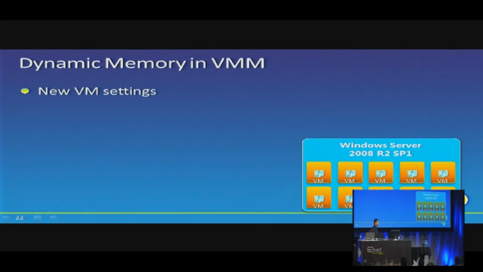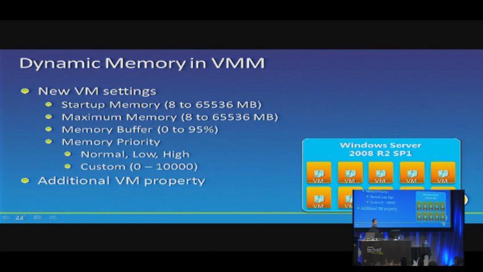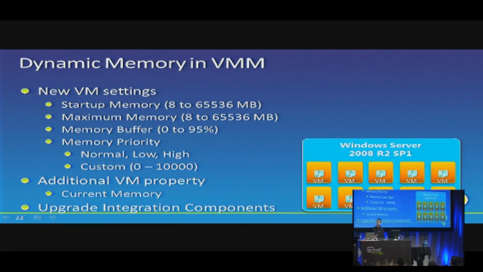So we've added some new settings within VMM. We've added a startup memory value and a max memory value, similar to what was in the 2008 R2 SP1 Hyper-V, so you can see the same things there. Memory buffer, all those things that Ben showed, we enable here, as well as a priority for the memory, and I'll show you where those are. We've also added an additional VM property that you can look at to see how much of this RAM is actually being used by the VM, the current memory in use. And then we've added upgrades to the integration components, so you can upgrade the integration components for the VMs to the R2 Service Pack 1 system.